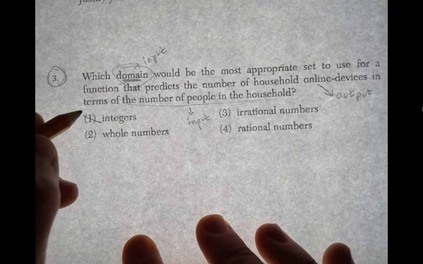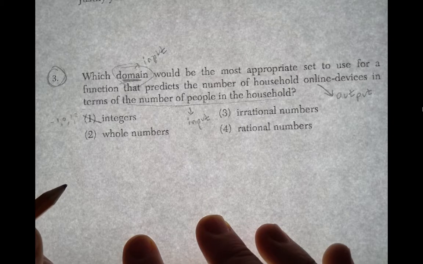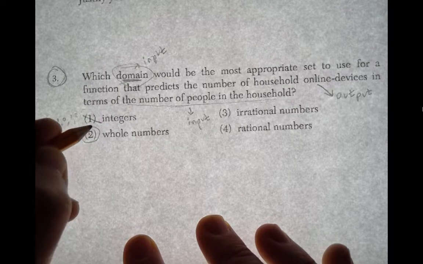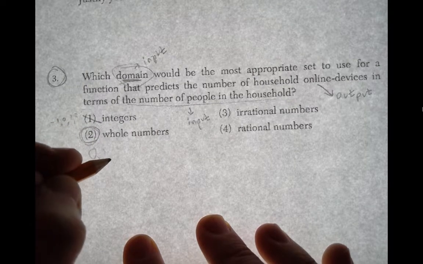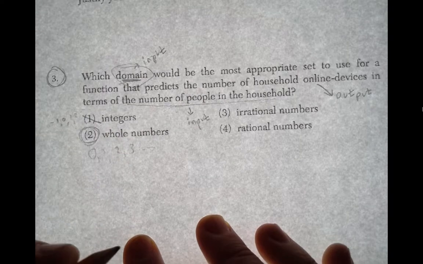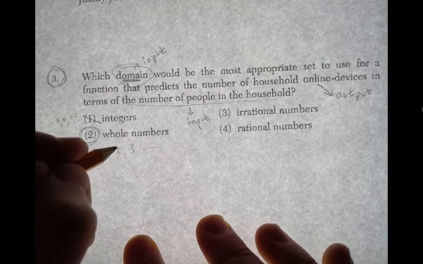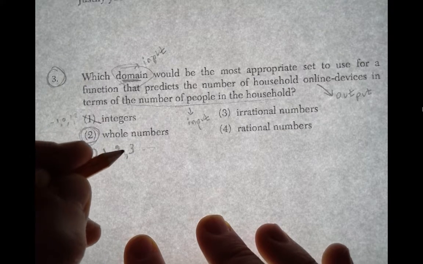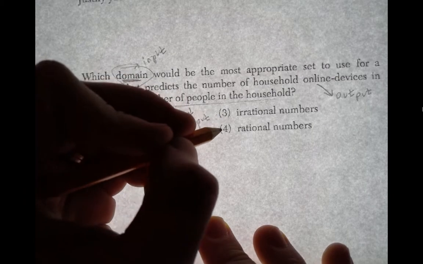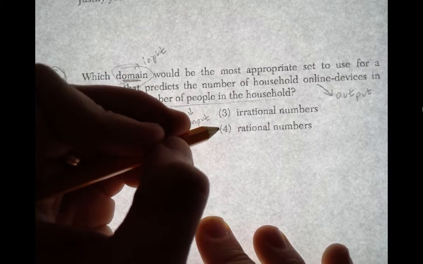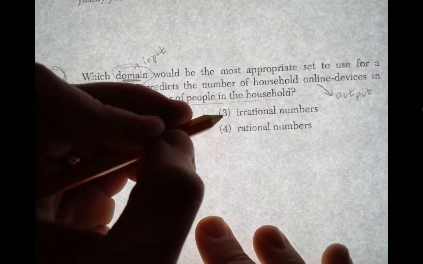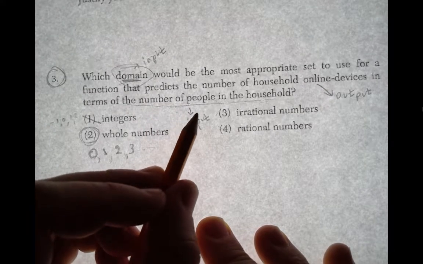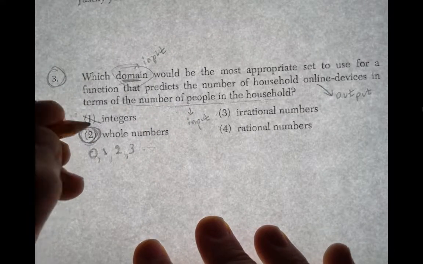It can't be integers. I can't have a negative number of people in the home. If a person leaves, it just goes down until you get to 0, and then there are 0 people in the home. Whole numbers are 0, 1, 2, 3, going on from there. That sounds pretty good. You can have 0 people in a household, though it means no one's living there. You could have 1, 2, or 3 people. That sounds okay. Irrational and rational are both decimals. Irrational is non-terminating, no pattern or anything like that. Rational, it's going to have decimals. You can't have a decimal number of people in a household, so it's got to be answer choice 2 over here.